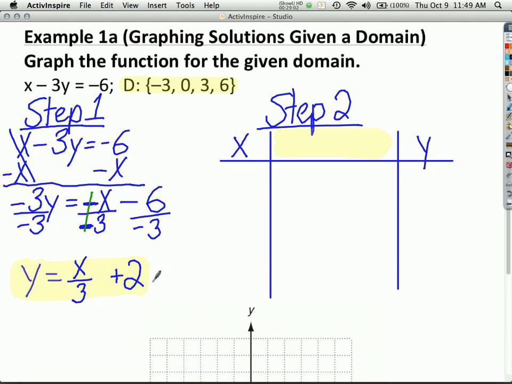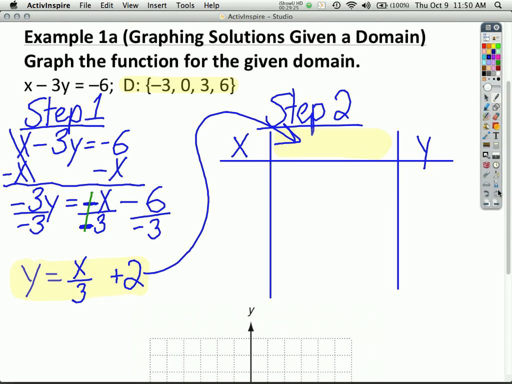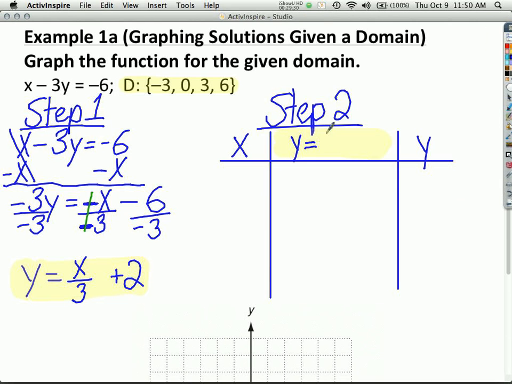And so we have rewritten the function from here into this. Any questions? So that was step 1. A month ago, that was one question. How to just rewrite from here to here. Now we're using that skill here. This now goes right in there. So now you need to construct a table if you haven't done that already. And now the middle column becomes y equals x over 3 plus 2. And now we can make our table of values.